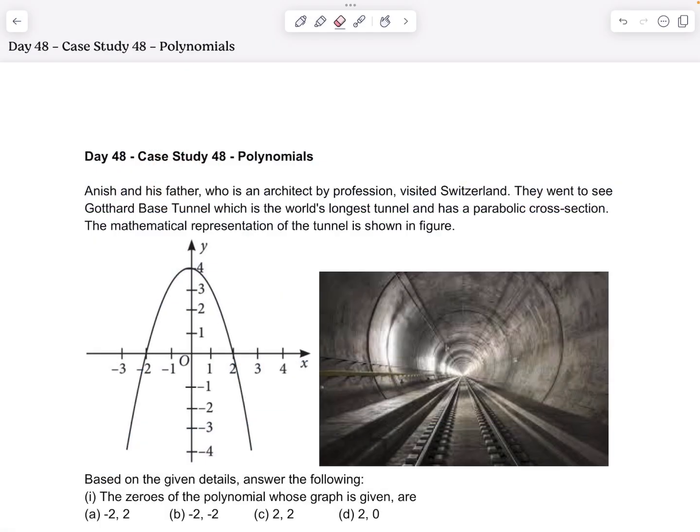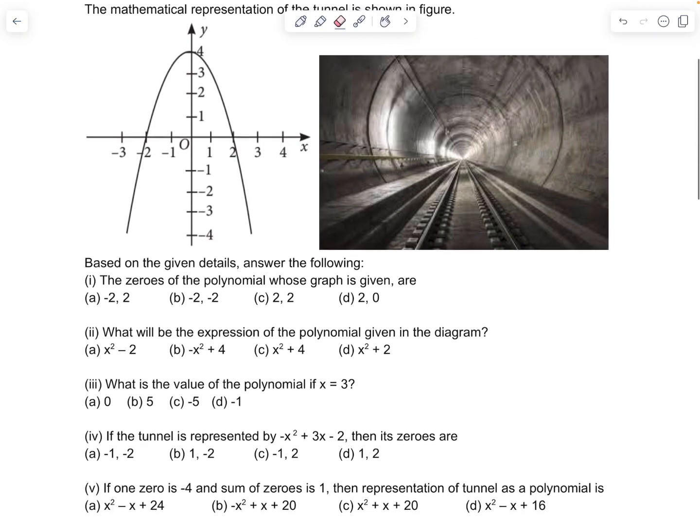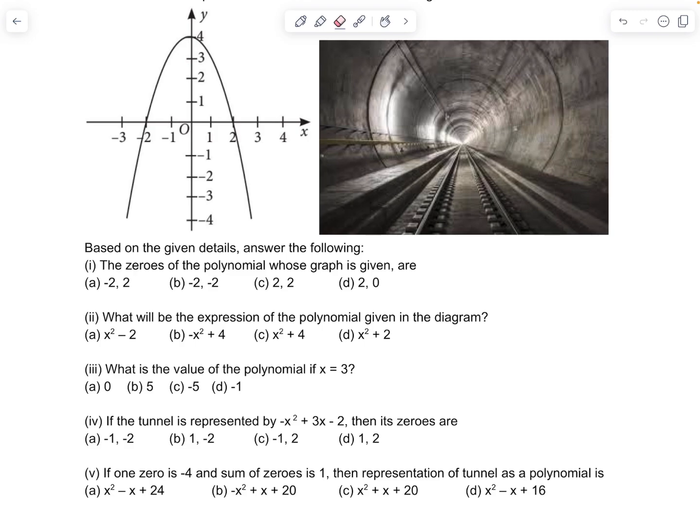The question goes like this. Anish and his father, who is an architect by profession, visited Switzerland. They went to see Gotthard Base Tunnel, which is the world's longest tunnel and has a parabolic cross section. The mathematical representation of the tunnel is shown in the figure. Based on the given details, answer the following.